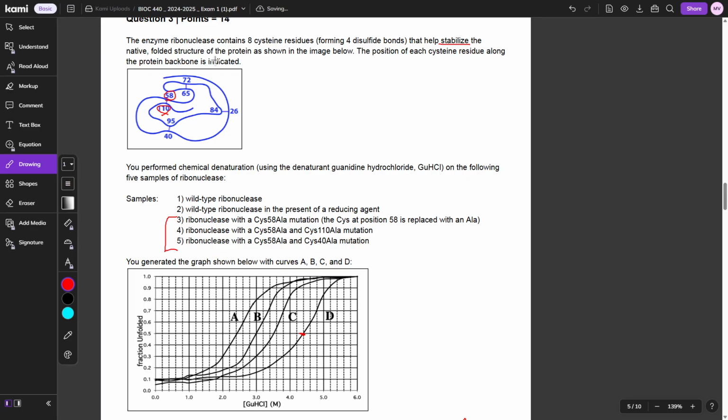Okay, so you're right that the hydrophobic interaction is what drives protein folding, but I have a question. I was thinking that if we were to replace C58 and C110 with alanine, we could just replace that with hydrophobic interaction.